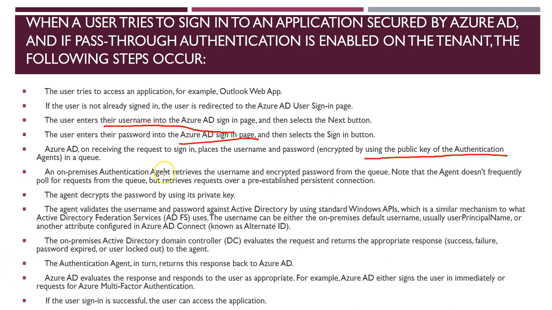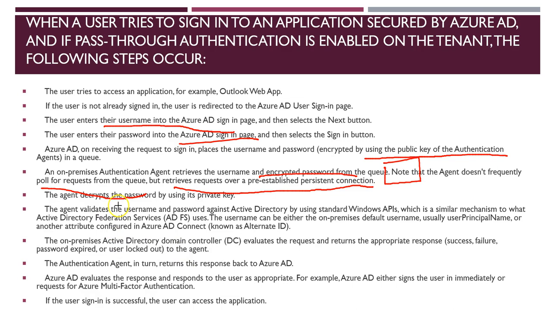So the on-premise authentication agent would retrieve the username and encrypted password from the queue. The point to be noted here is that the agent does not frequently poll for requests from the queue, but retrieves requests over a pre-established persistent connection. So it is not a polling sequence going on from the on-premises agent. There is a persistent connection from the agent to Azure AD, and that is how it retrieves the requests that are coming in.